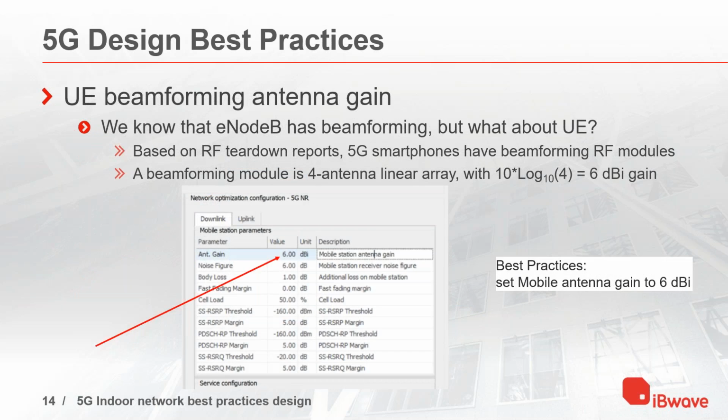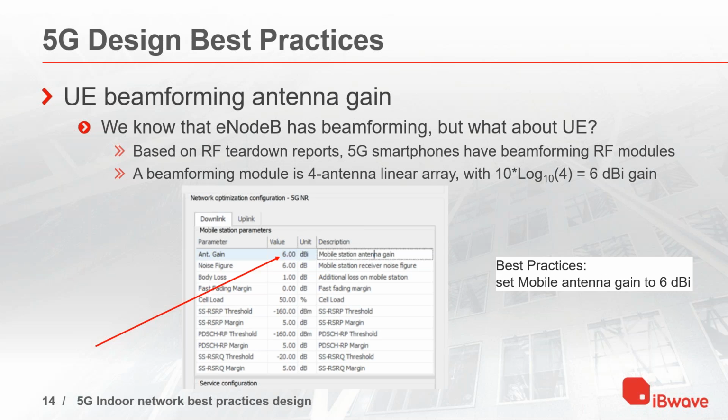The second best practice is to take a look at what is defined as the UE beamforming antenna gain. So far we talked about beamforming at the base station or eNode B. But what about the UE? Does the UE have beamforming? The answer is yes, it does at millimeter wave frequencies. So just to repeat, there is beamforming at millimeter wave frequencies. I have talked about that in the white paper, and I'm going to repeat it here.